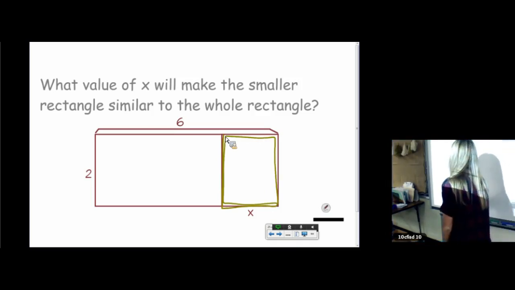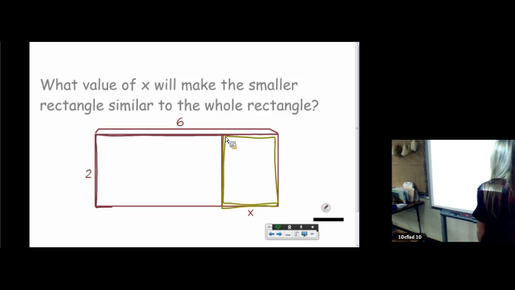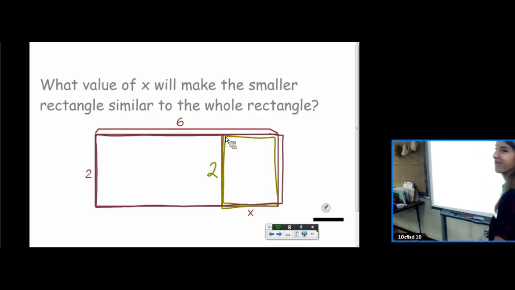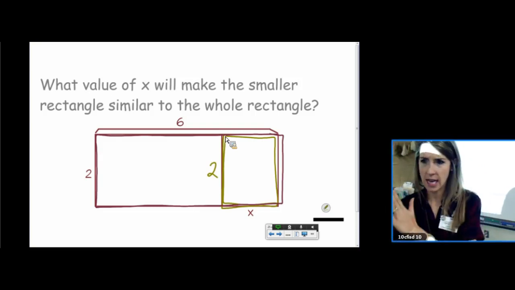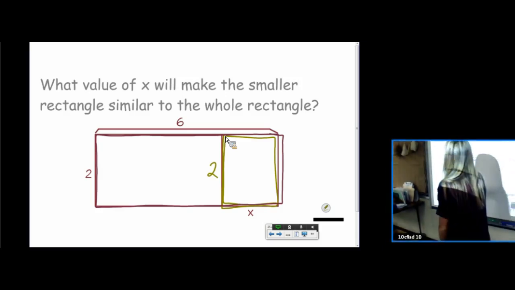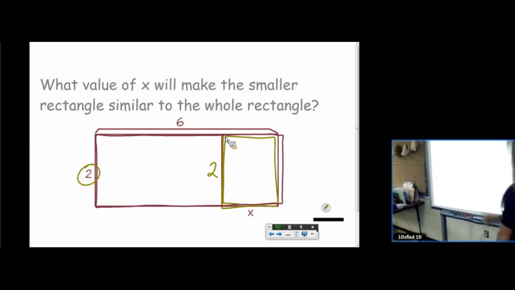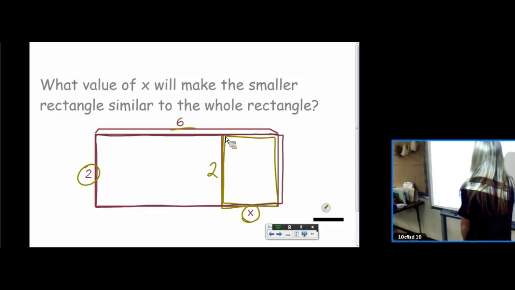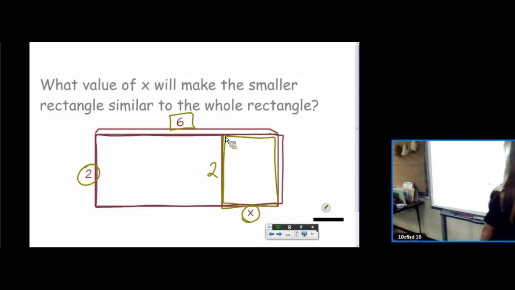One thing we know about the green one is that this is 2, right? Yeah, because we can just slide that length over, that height or whatever. So in my red one, my short side is 2. What's my short side in the green one? So it's really important that you're matching up the corresponding sides. This is my longer side in the red one. This is my longer side in the green one.